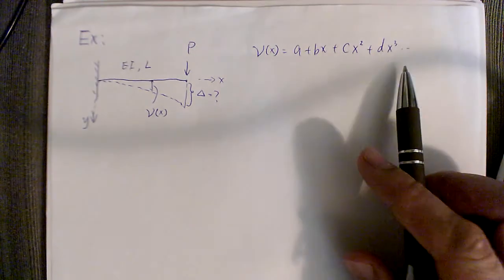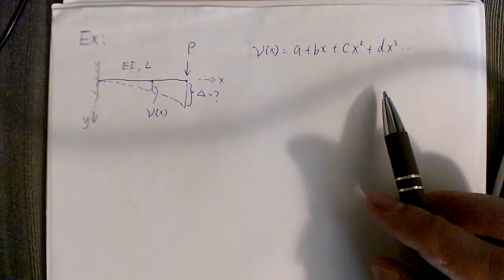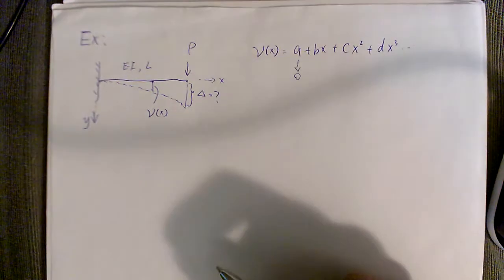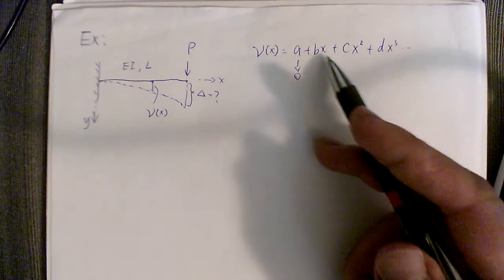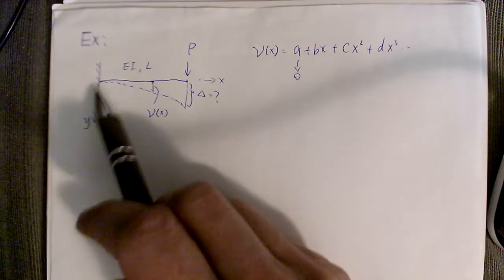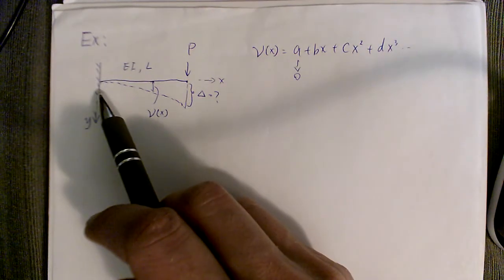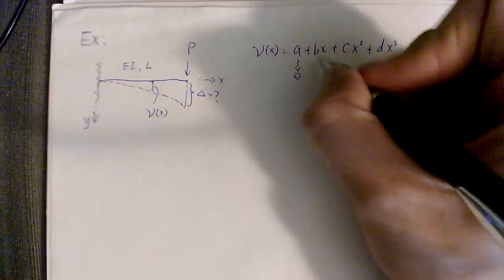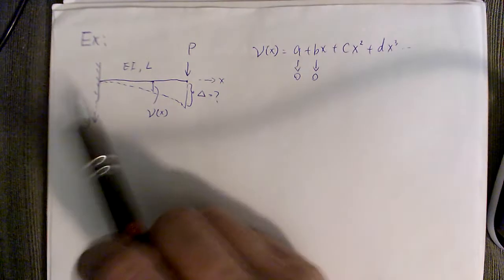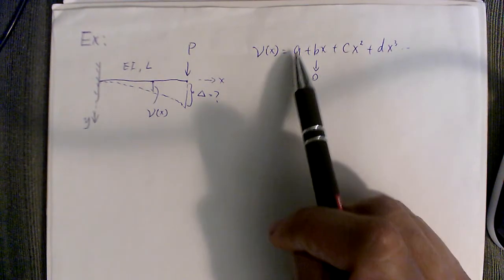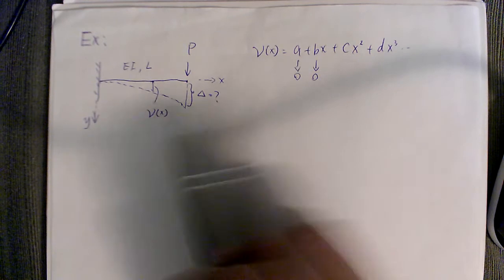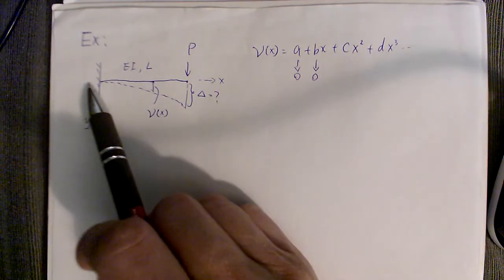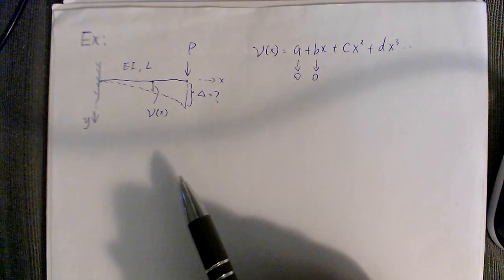Maybe it's a good time to stop here. But immediately, a is going to be 0. If it's not 0, you plug in x equals 0 and you get a, which means its deflection here is a. There's no deflection here, so it's 0. Then b is 0. Why? Because if you take the derivative, a is gone, b becomes b, and at x equals 0 the other terms are 0, so b, the slope here, should be 0. Okay, so we got that.